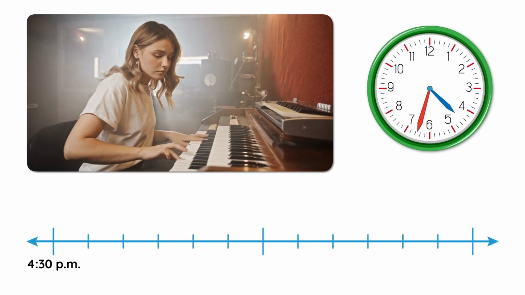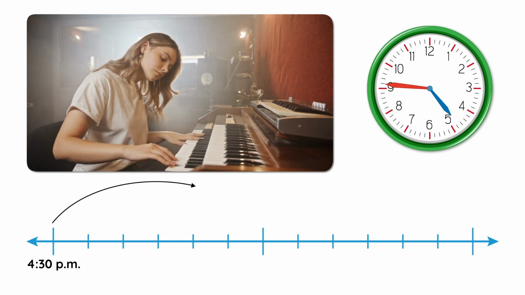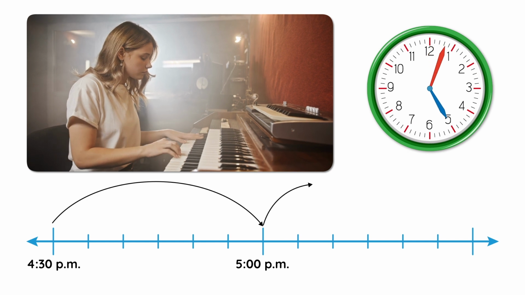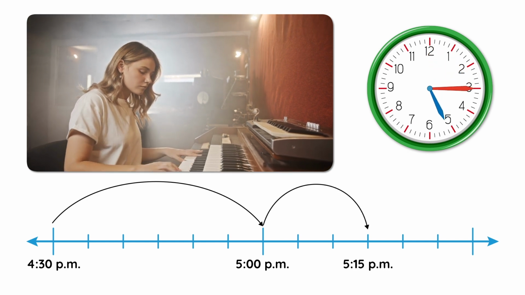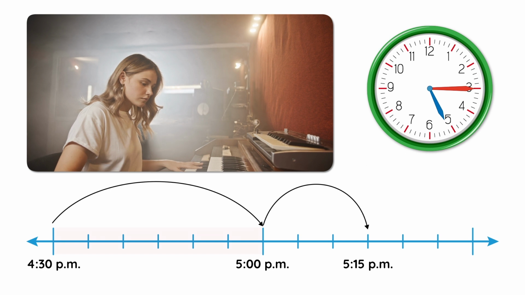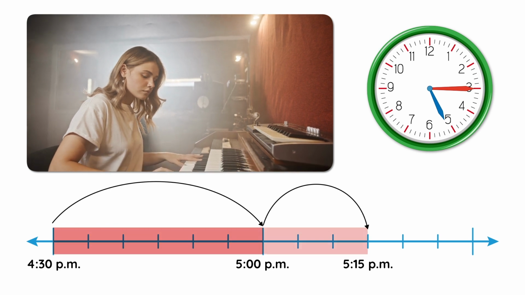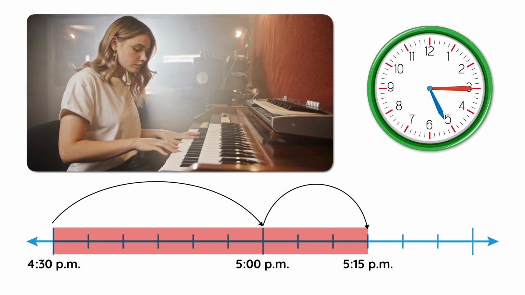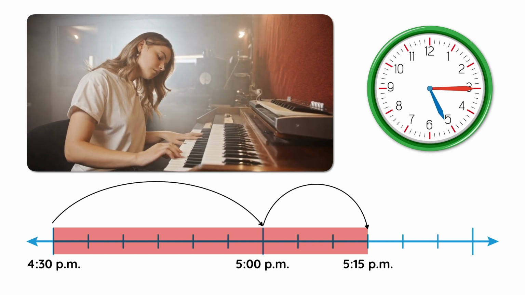Starting at 4:30. It takes 30 minutes to reach 5 o'clock. It takes another 15 minutes to reach 5:15 p.m. Add the minutes. 30 minutes add 15 minutes is 45 minutes. So, Jessica's piano lesson was 45 minutes long.